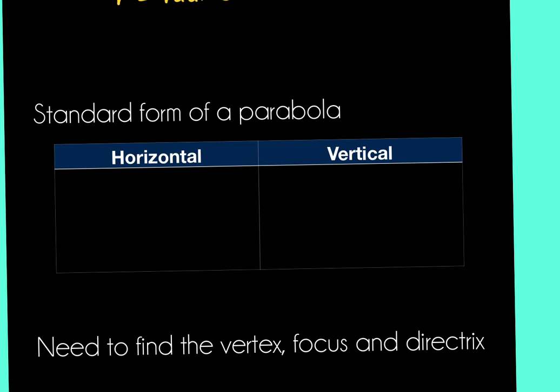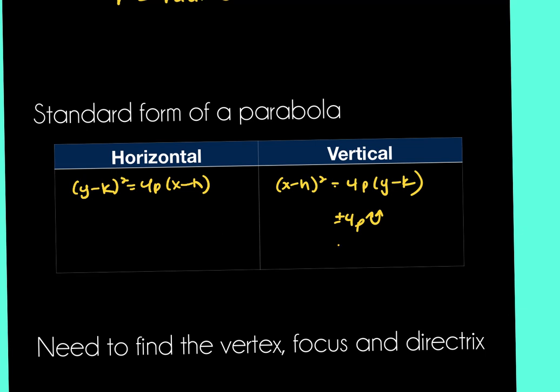So there's two types. If it's horizontal, this is your y squared. So this would be y minus k squared equals 4p times x minus h. If it's vertical, it is x minus h squared equals 4p times y minus k. So if it's a positive 4p, this points up. And if it's a negative 4p, it points down. If it's a positive 4p with a y squared, it points to the right. Negative 4p, it points to the left.